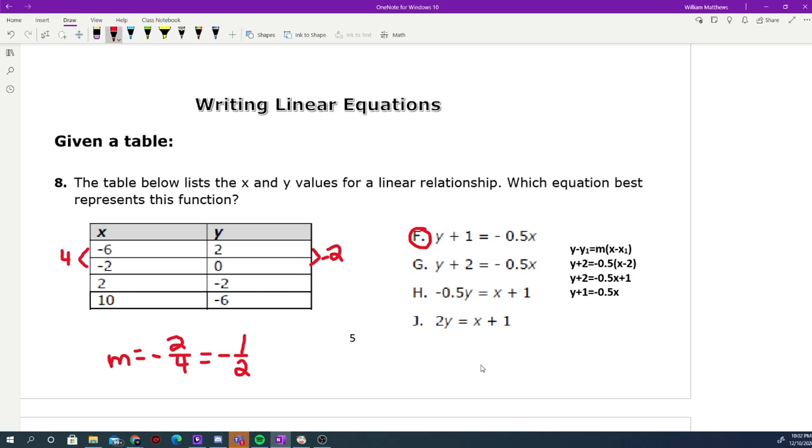Now, another way to do this on the calculator is simply solve for y on each one of these, and then plug it into the calculator and see which one gives you the table values that you have shown. So that requires you breaking down each one of your answer choices. The actual way does require some bit of critical thinking in order to find your answer with the slight change.